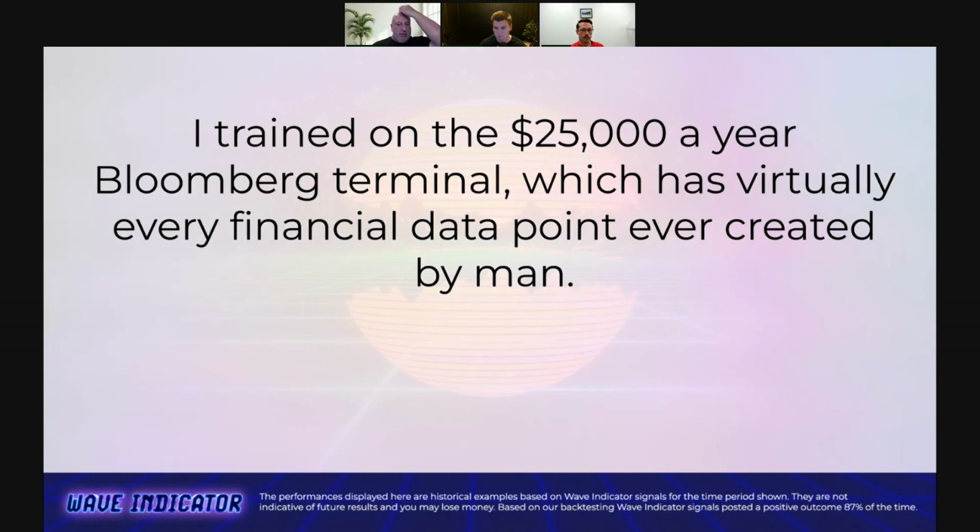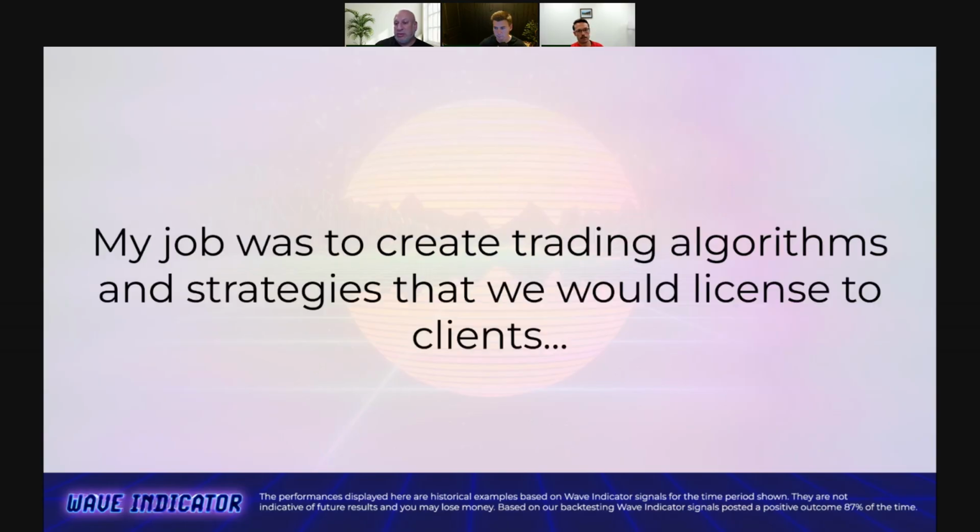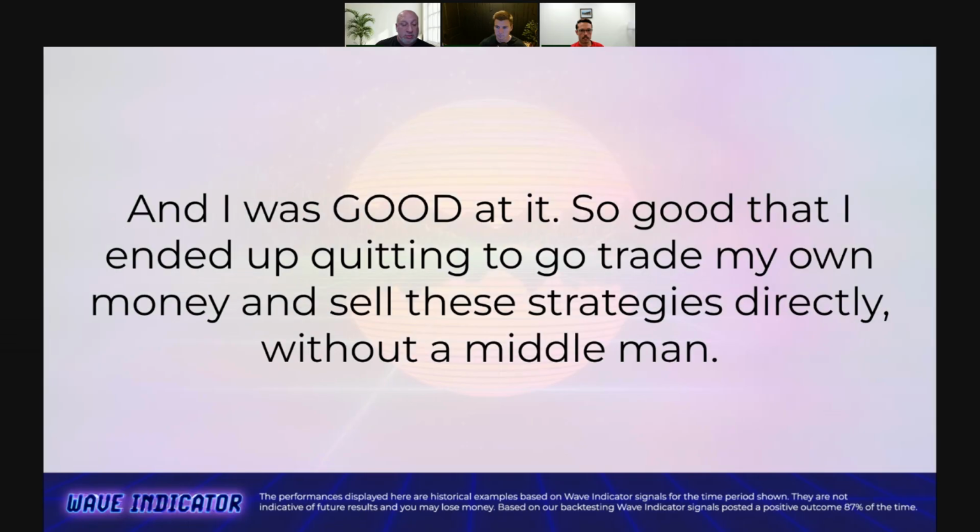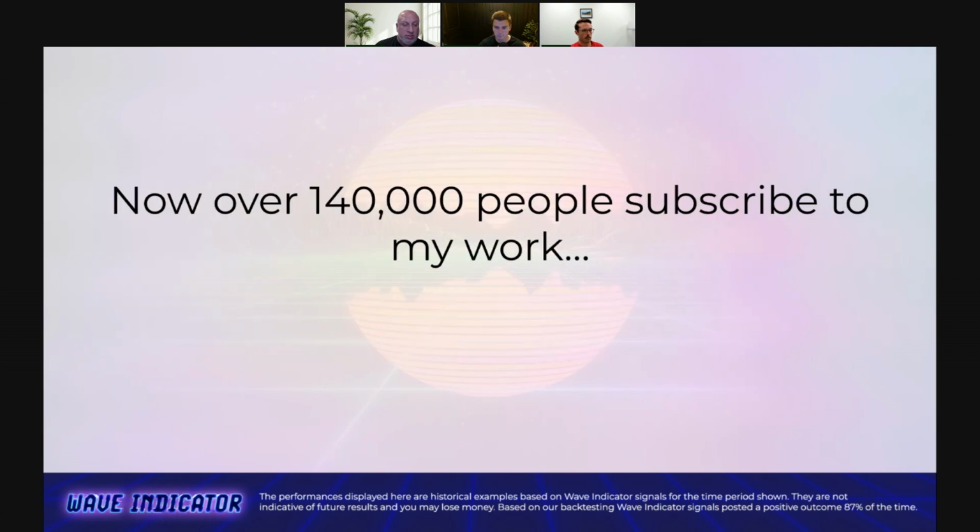I got to train on the $25,000 a year Bloomberg terminal, which has basically every financial data point ever created since the pyramids. My job was to create trading algorithms and strategies that we would license to clients, and it turned out I was pretty good at that. So I ended up quitting to go trade my own money and sell these strategies directly without a middleman. Over the years, over 140,000 people have subscribed to my work.